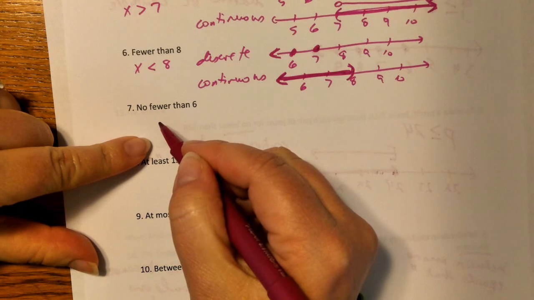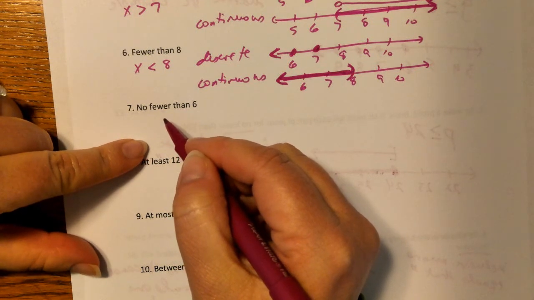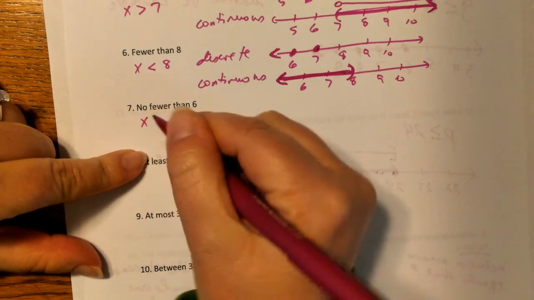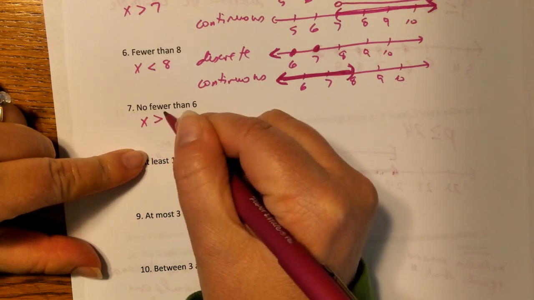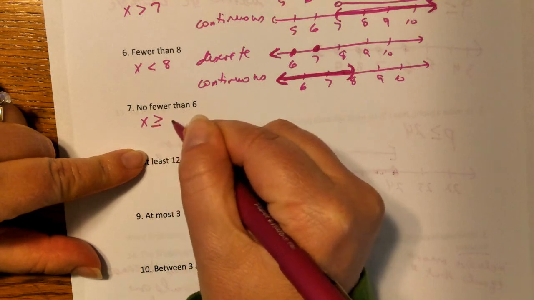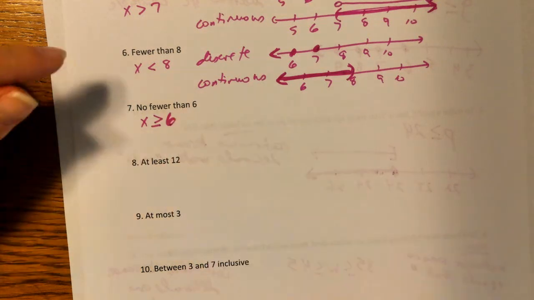No fewer than 6. Okay, well, if you have no fewer than 6, that means you have more than 6. You don't have fewer, you have more. You have greater than 6. Okay? Or it could be equal. It just can't be below.